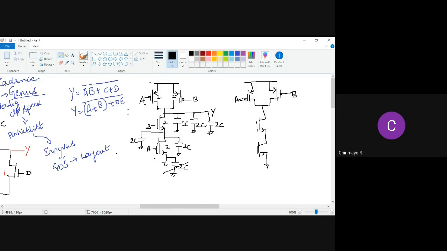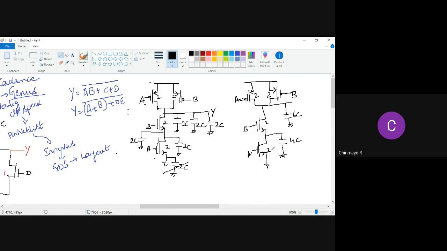Have A, have B here, then B and A, right? So here you have 4C, 2C and 2C in parallel, and here you have 6C, correct? It's 2, 2, 2 and 2.